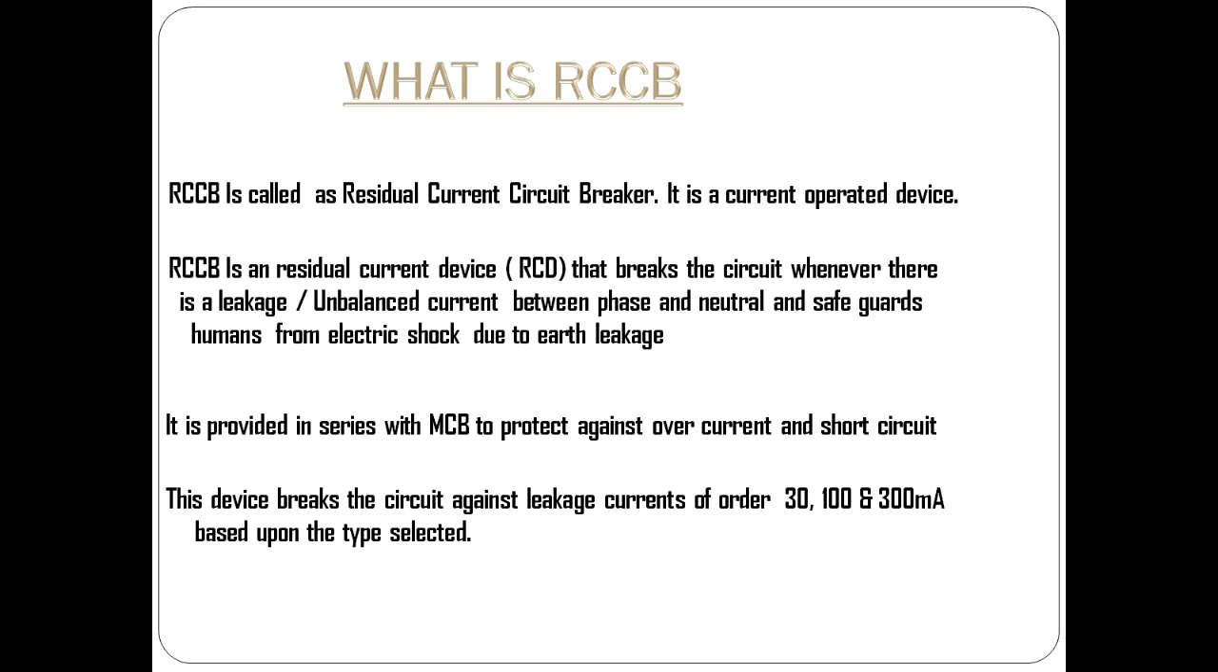So this device breaks the circuit against leakage currents of order 30, 100 and 300 milliamps based upon the type selected. That is, in markets there are different types of RCCB with different ranges available. It ranges from 30, 100 and 300 milliamps, and based upon the range it trips the circuit. Suppose I am installing a 30 milliamps RCCB, it will detect 30 milliamps leakage current, and any leakage current that goes beyond 30 milliamps will be sensed by the RCCB and it will trip the circuit.